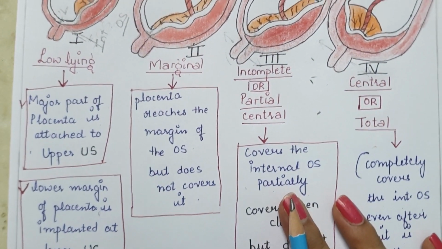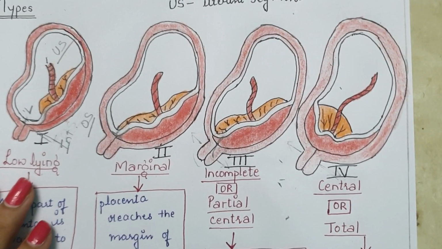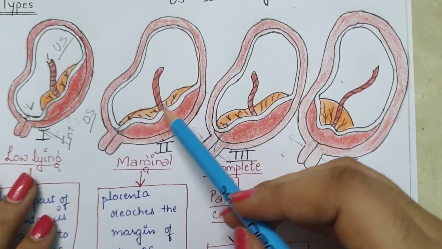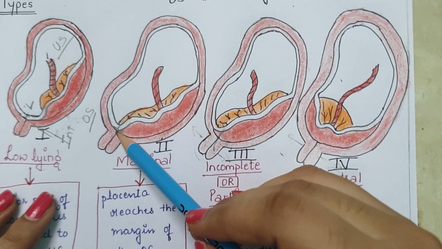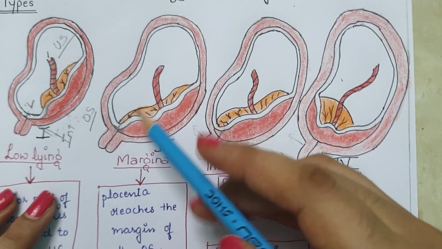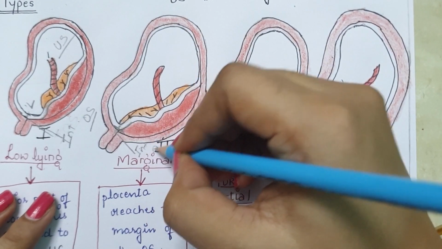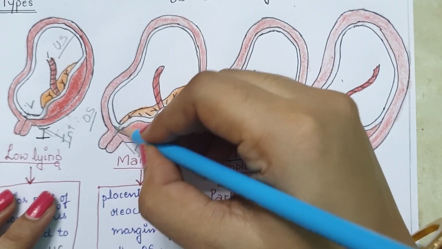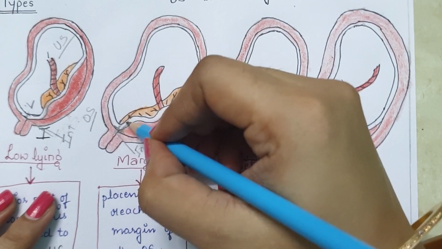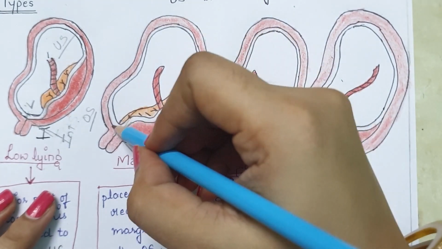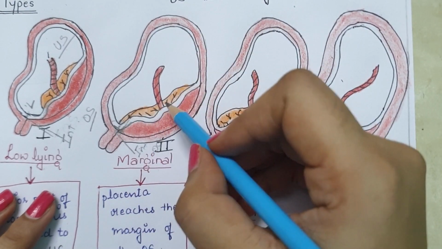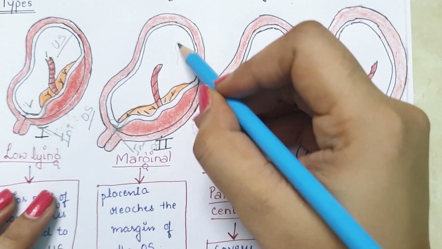Next type is marginal. In this case, the placenta reaches the margins of the internal os. This is internal os, and the placenta reaches at the margins, means at the edge of the internal os, but does not cover it. It is just present at the side.